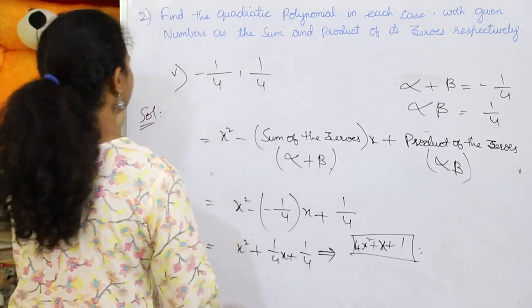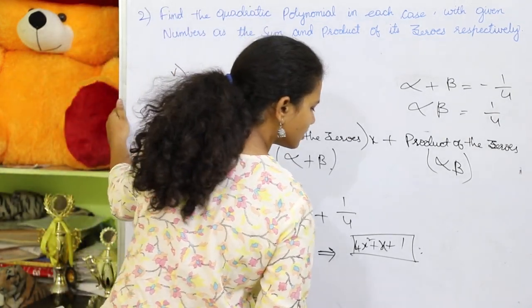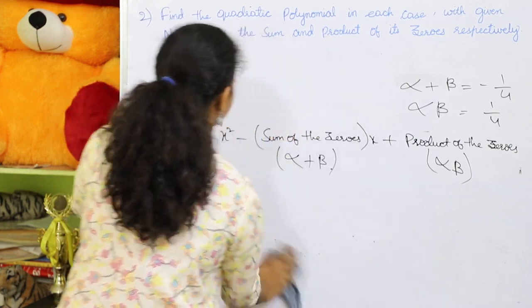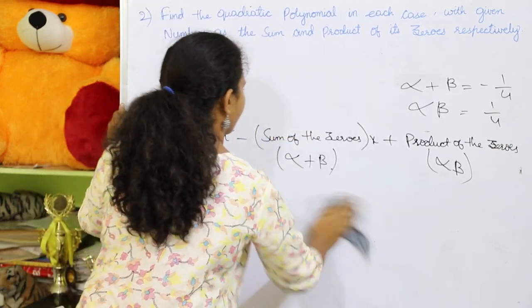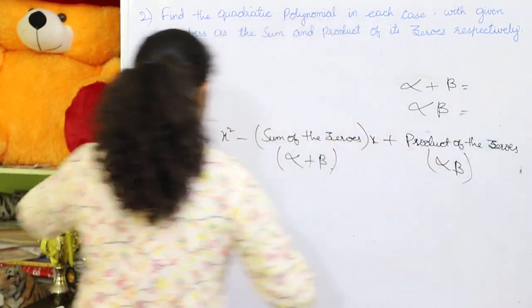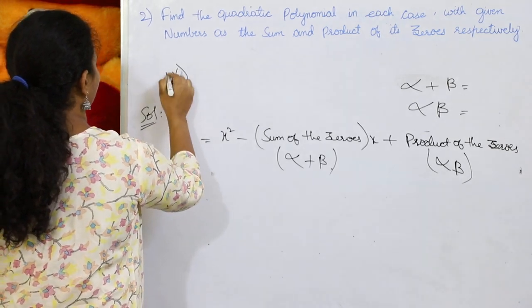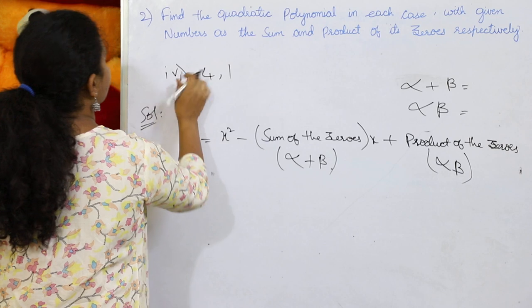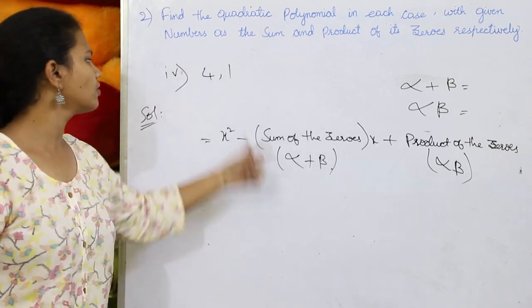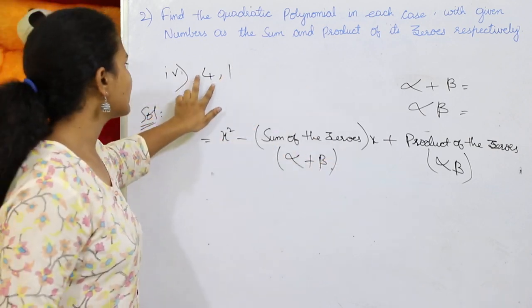Now let's go for the sixth one, the last one in the second question. So the sixth one, 4 comma 1. Now guys, here what you do is substitute the value over here.